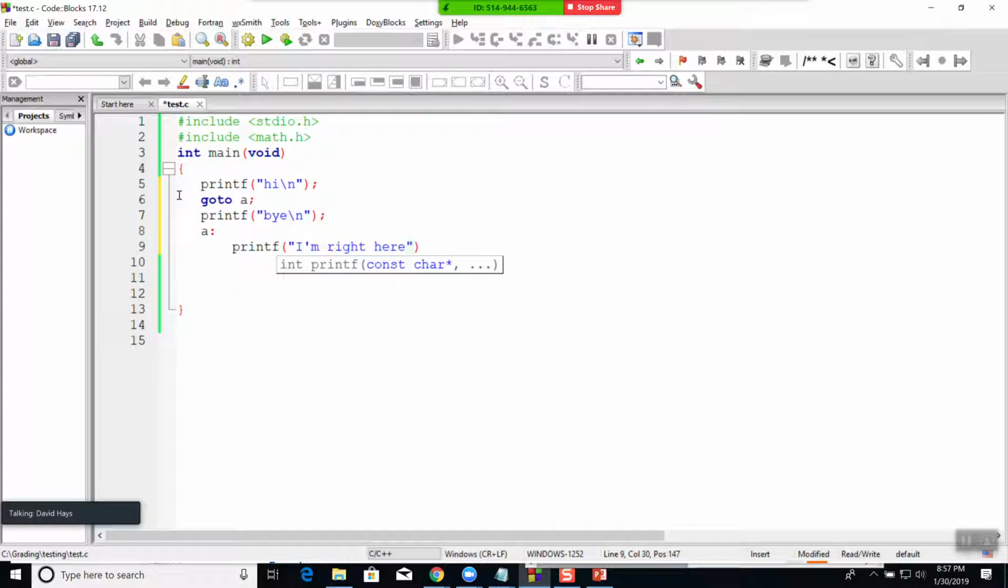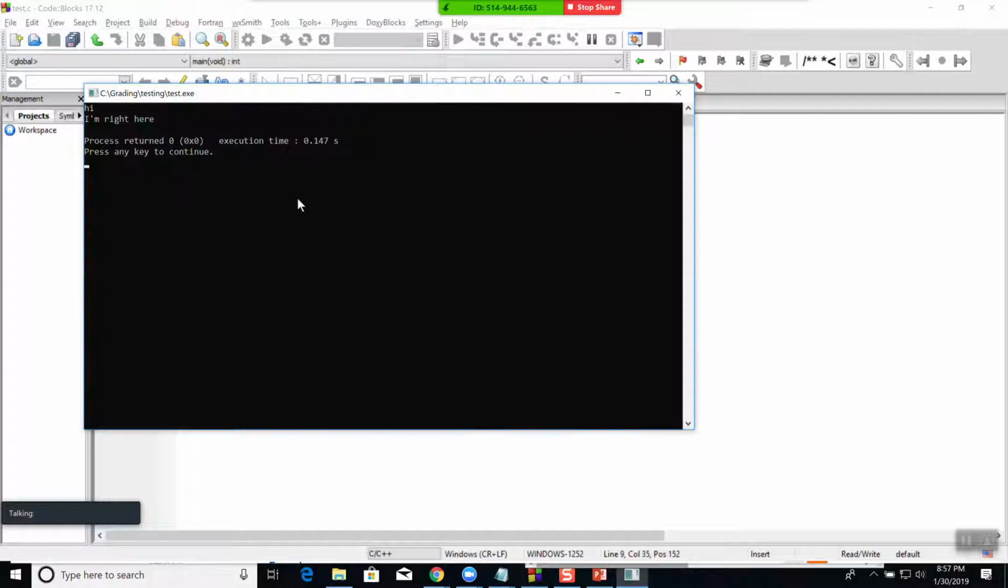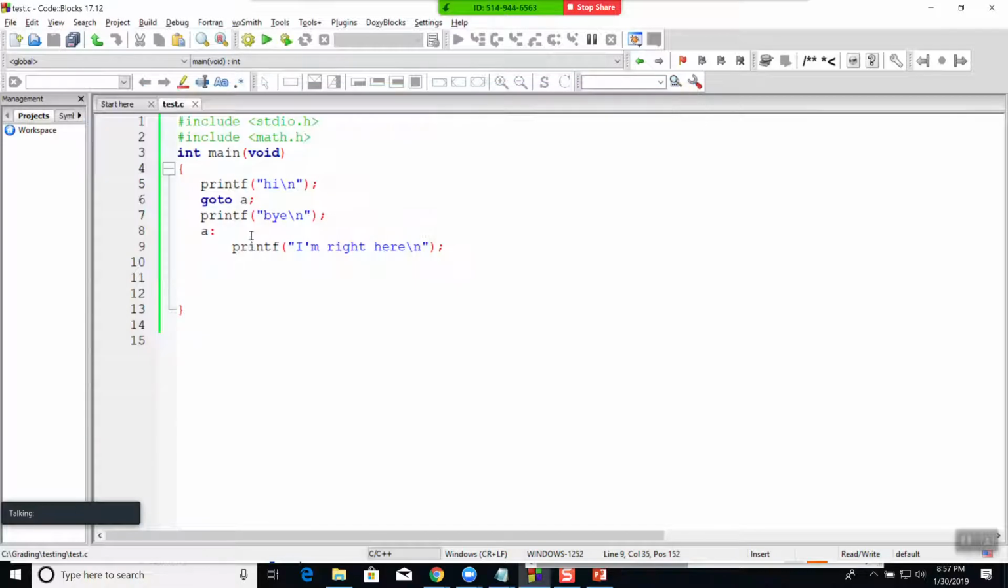This is assuming I got the right syntax for, I never use this. Hi, I'm right here. So you notice it skipped. I did not do the by. Go to does not follow the standard design you did in your program. It's just free form, just go wherever you want.